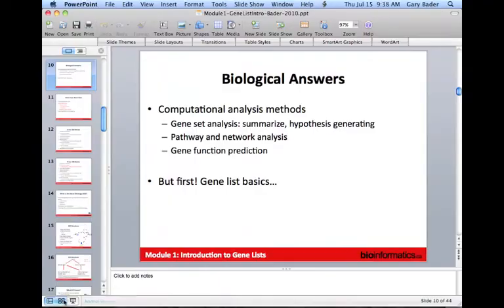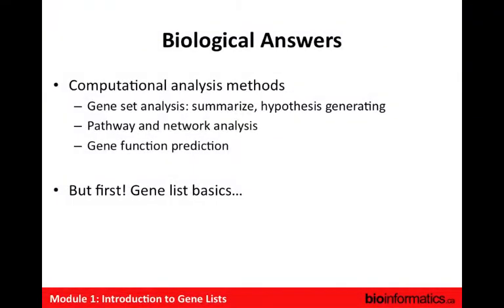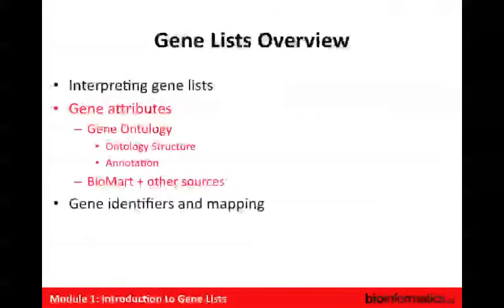We're going to go over all of those fun things, but first we just wanted to go over some of the basics. Two major areas of basic information are attributes, and gene identifiers and mapping. So I'm just going to go over attributes in the beginning.